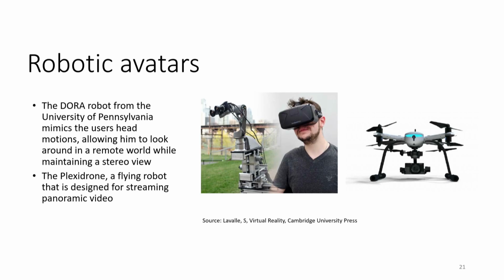Here are some examples of robotic avatars. You can see here a robot which is located in a certain location, and the user who is remote from the robot. This robot is known as a Dora robot, from the University of Pennsylvania. The user has put on a headset, and through the headset he is able to see exactly what the robot is seeing. The Dora robot mimics the user's head motions, allowing him to look around in a remote world while maintaining a stereo view.